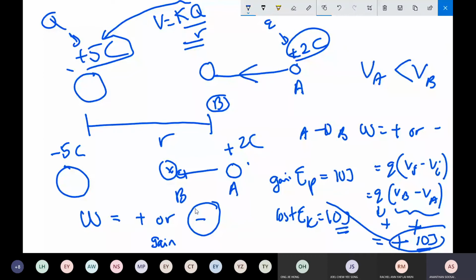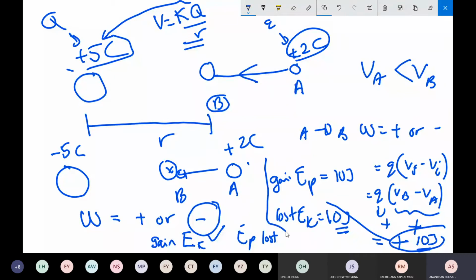When you come from A to B, it should be gain in kinetic. Kinetic energy will rise. Potential energy, we say, is lost. So negative work done means gain in kinetic, lost in potential. Positive work done means gain in potential, lost in kinetic.